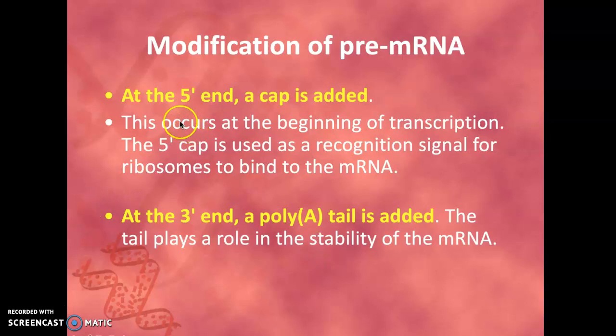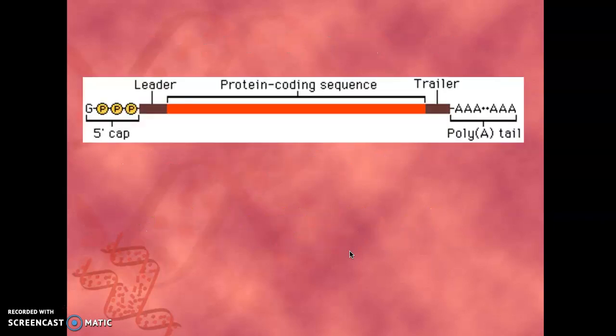Like I said, at the 5' end, you've got a cap that's added. This cap is used as a recognition signal for ribosomes to bind to the mRNA molecule once it gets into the cytoplasm. The 3' end has the poly A tail, and that gives stability to the mRNA so that it is not broken down by dangerous enzymes in the cytoplasm. There's another picture of it.